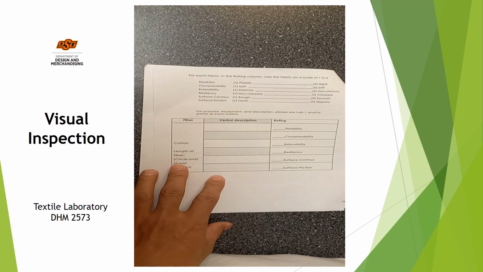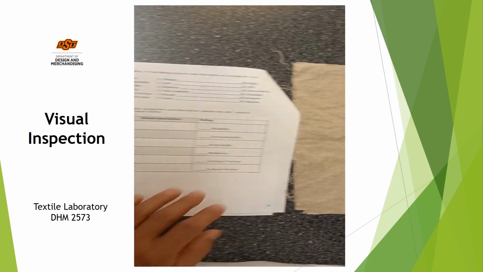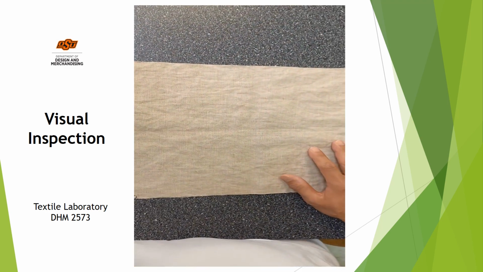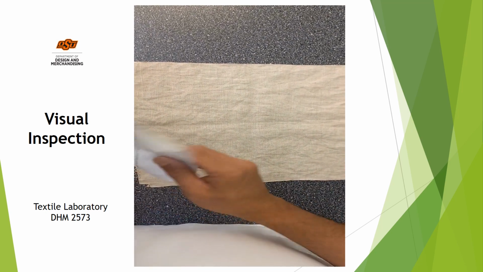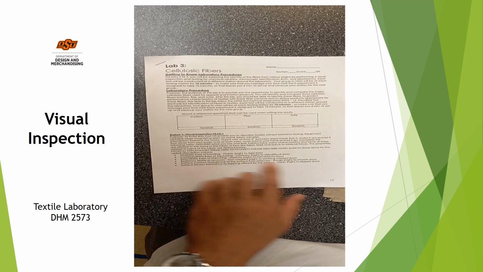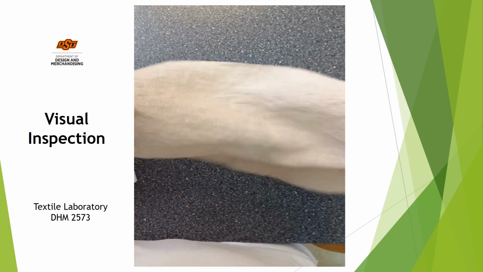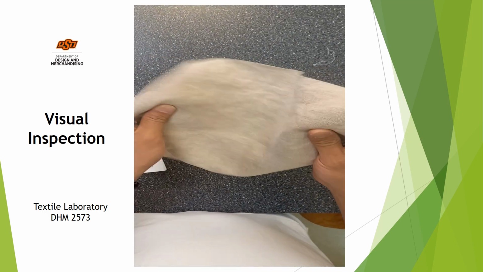Okay, now I will show you how we can test this fabric sample. For example, this is a fabric sample. Okay, so first I will check its flexibility. Is it pliable or is it rigid? Okay, so for the rigidity or pliability test, we can take the fabric sample and just do a little bit of bending of the fabric sample.